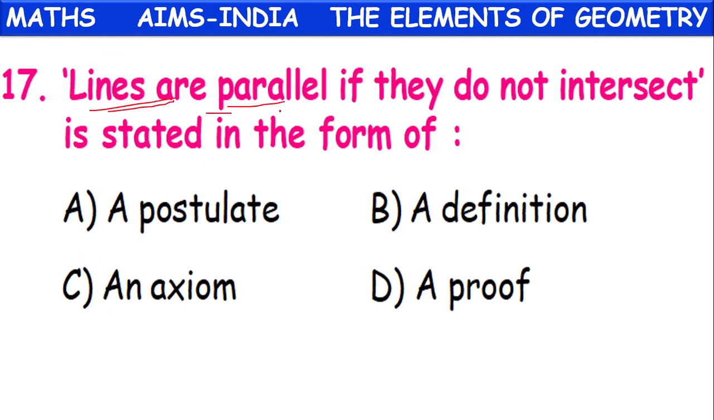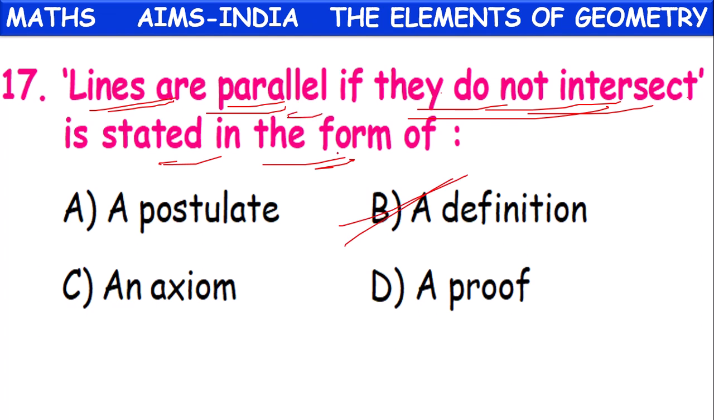So lines are parallel if they do not intersect. Lines are parallel if they do not intersect. So it's a definition which was already proved by mathematicians. It's just a definition for parallel lines.